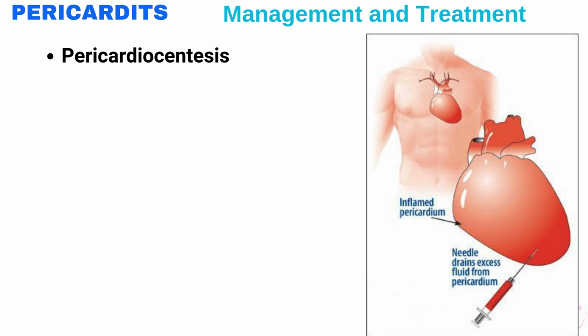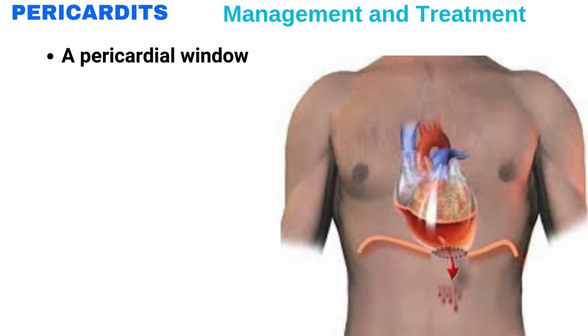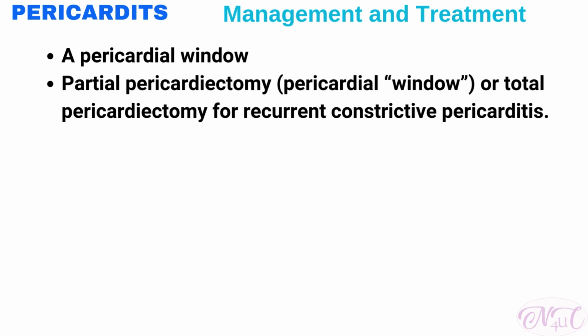It may also relieve symptoms, especially if there are signs and symptoms of heart failure. A pericardial window, that is a small opening made in the pericardium, may be performed to allow continuous drainage into the chest cavity. Surgical removal of the tough encasing pericardium, that is pericardiectomy, may be necessary to release both ventricles from the constrictive and the restrictive inflammation. Partial or total pericardiectomy may be done for recurrent constrictive pericarditis.